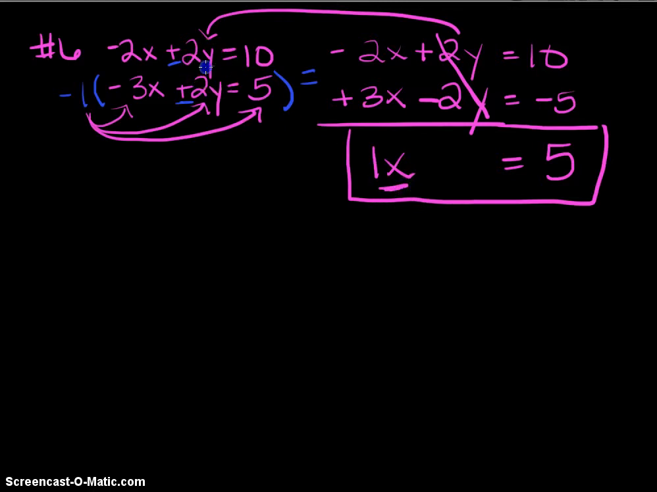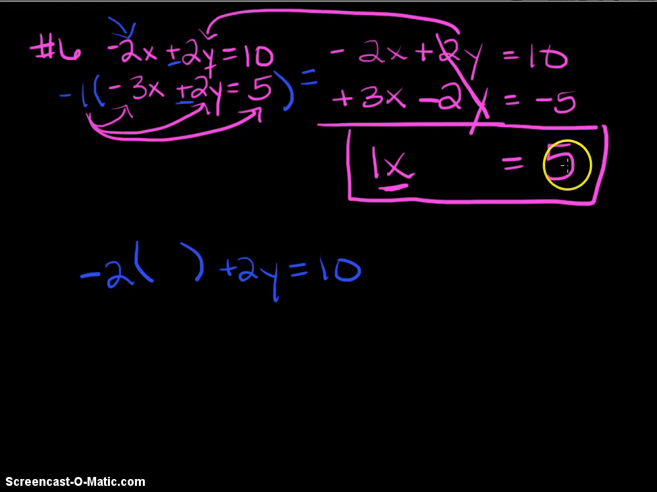Now we need to find an answer for y. So we're going to plug this x equals 5 back into this equation here. So I'm going to change colors. Let's do the first equation. Negative 2x, and I already know what x is, so I'm substituting in for x, plus 2y equals 10. So I got this right here, guys, this line right here from this equation right here.